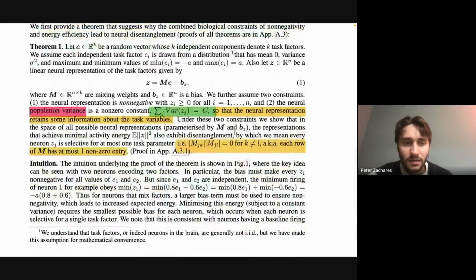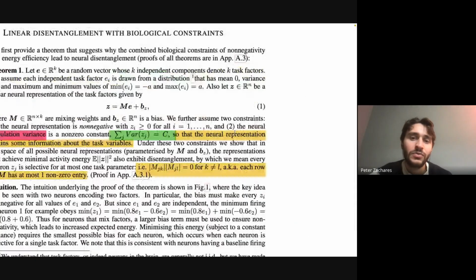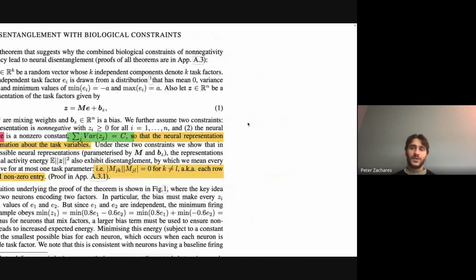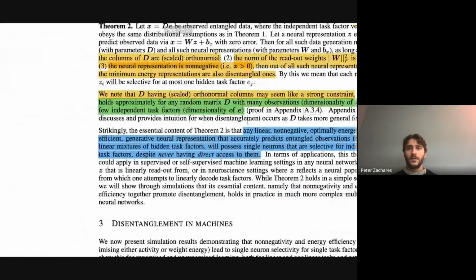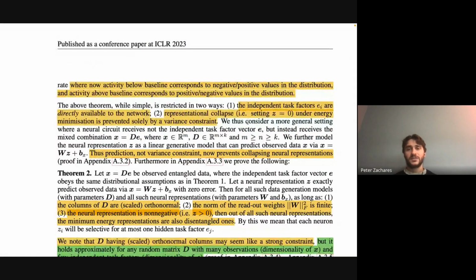And then, okay, we talked about the first proof, and the key thing for the first proof is that they have to enforce some constant, non-zero variance, in order to not have an optimal solution, which is just to have Z be 0 all the time. But then they create a slightly more complex problem, and they prove some stuff for that.